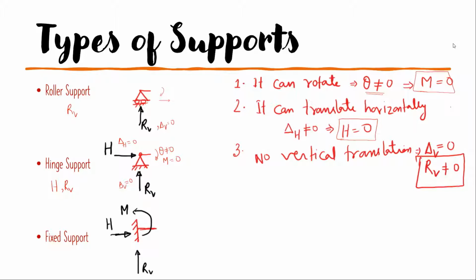Now we are coming to the fixed support. It cannot move in the vertical direction, so delta V is equal to 0, therefore a vertical reaction is induced. It also cannot move in the horizontal direction, so a horizontal reaction is induced. And it cannot rotate because it is fixed at this end, so theta is equal to 0, therefore a moment would be induced. So horizontal reaction, vertical reaction, as well as moment are possible. All three reactions are induced at this end.